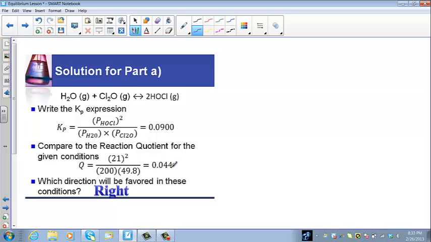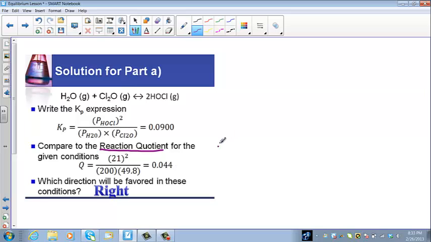So the 0.09 is at 25 degrees. They gave us that in the problem. And we're going to compare the reaction quotient, that's what you're solving for the given conditions. They told us that the concentration of HOCl was 21 torr squared over the concentration of H2O, which is 200, times the concentration of Cl2O, which is 49.8. That gives us a 0.044.